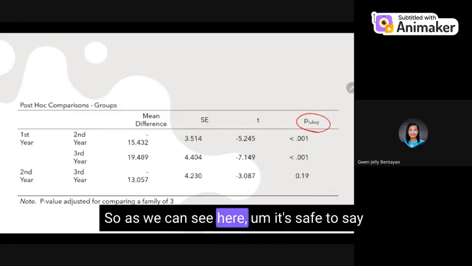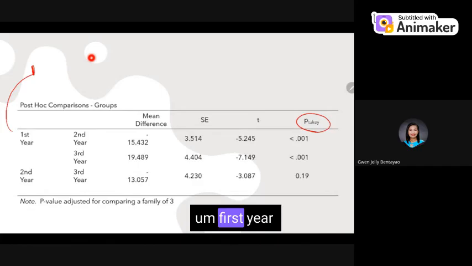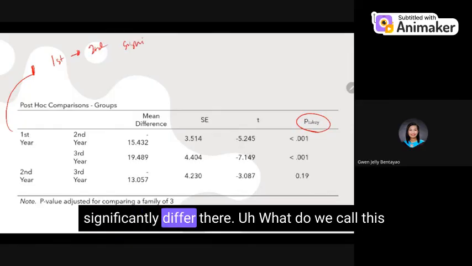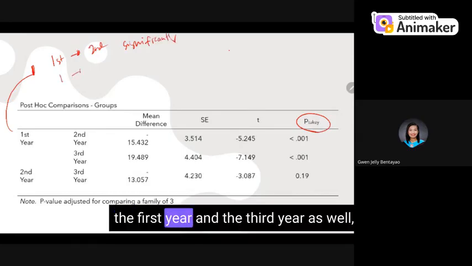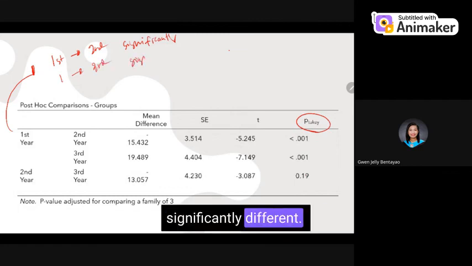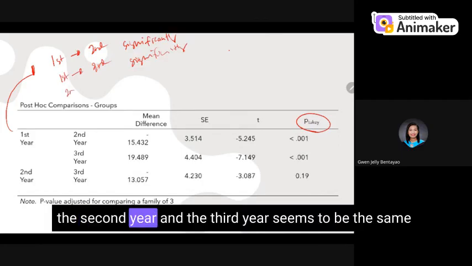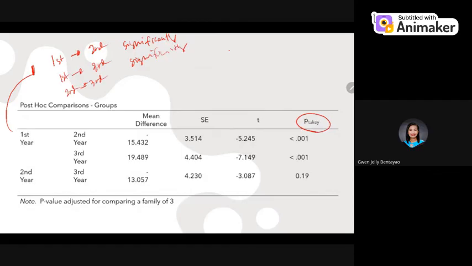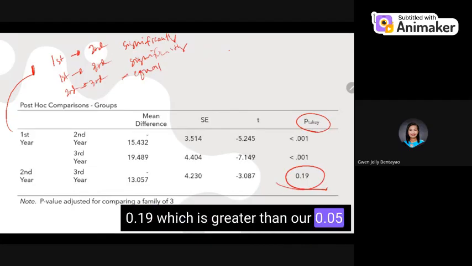So as we can see here, it's safe to say, based on this table, that first year and second year significantly differ. Their problem-solving skills significantly differ. The first year and the third year as well significantly differ. However, the second year and the third year seem to be the same, equal. Why so? Because our p-value is 0.19, which is way greater than our 0.05 threshold.